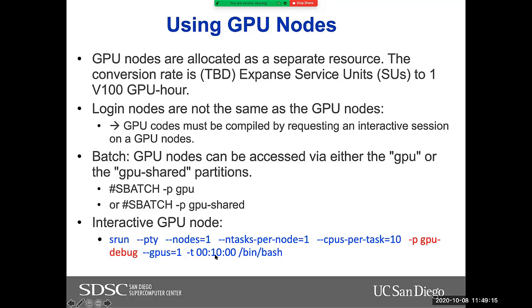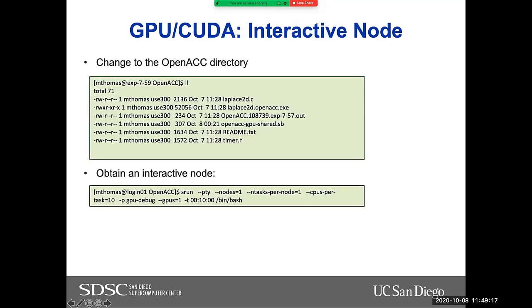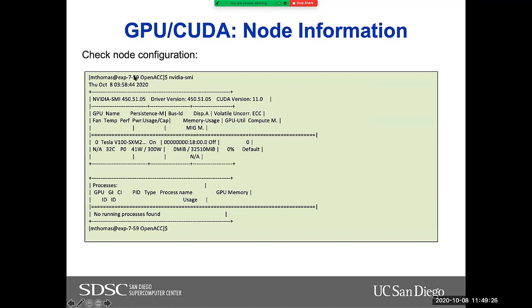There's the interactive command, and here is an interactive node example. So I'm down in my folder, I grab my interactive node. When I get it, I'm on an interactive node. And you can find out information about your node with the nvidia-smi command.